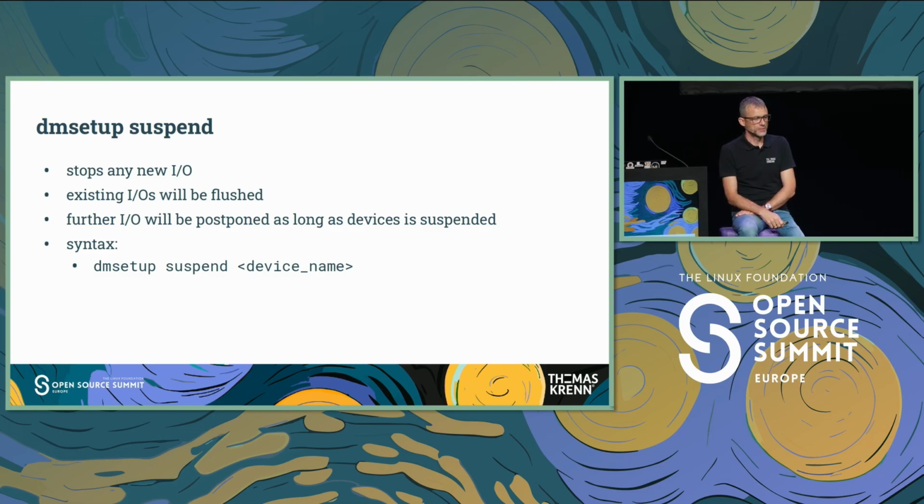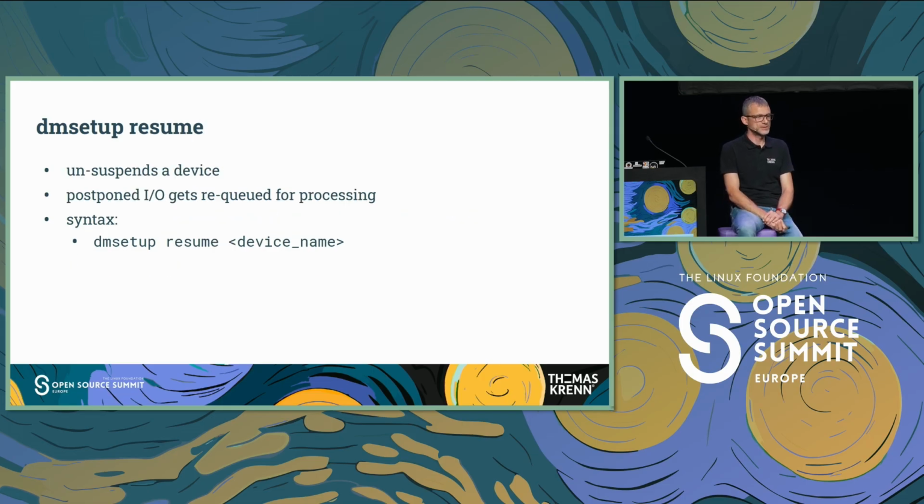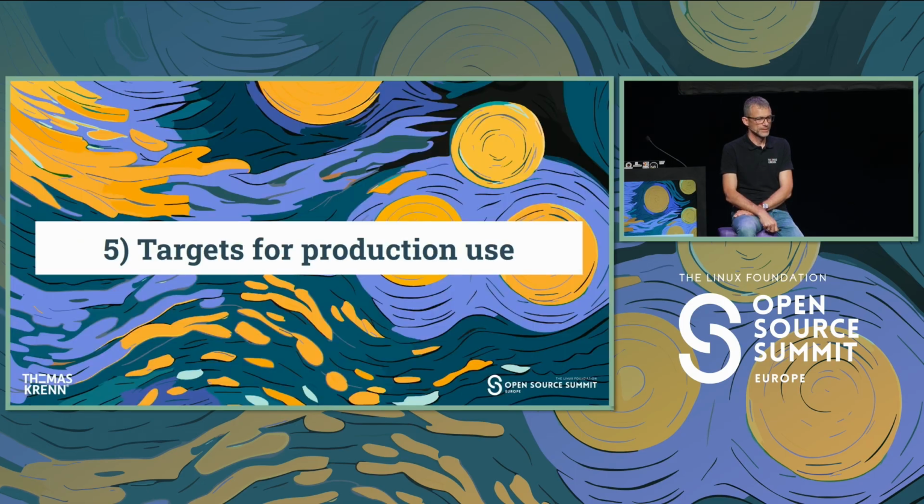Suspend is only for temporarily suspending. It stops any new I/O, flushes any existing I/O, and postpones further I/O as long as the device is suspended. The syntax is nearly the same, dmsetup suspend. And to get back, you can do a resume afterwards to unsuspend the device, and the postponed I/O gets requeued for processing just by using this dmsetup resume command.